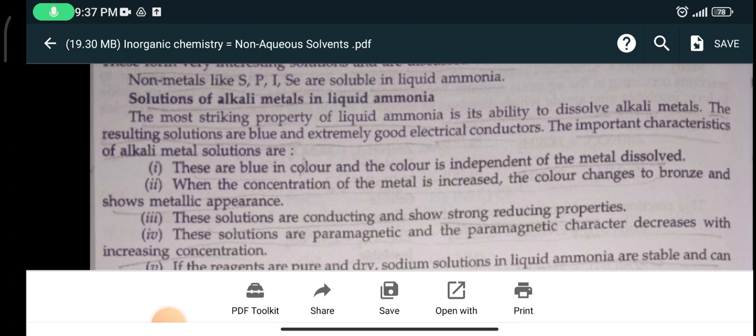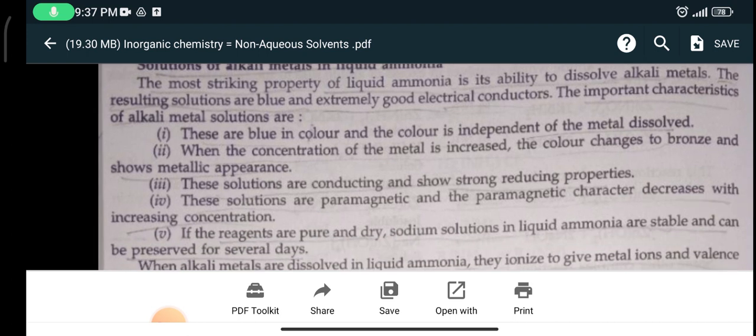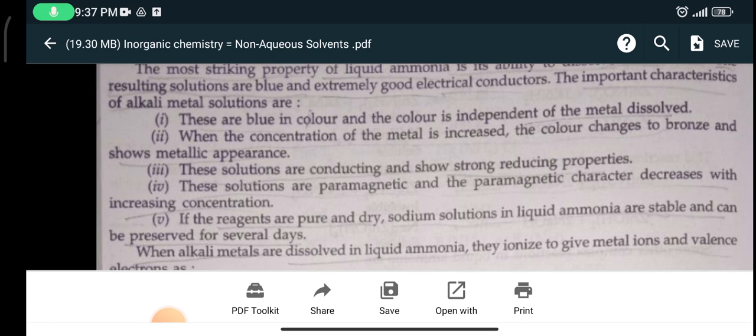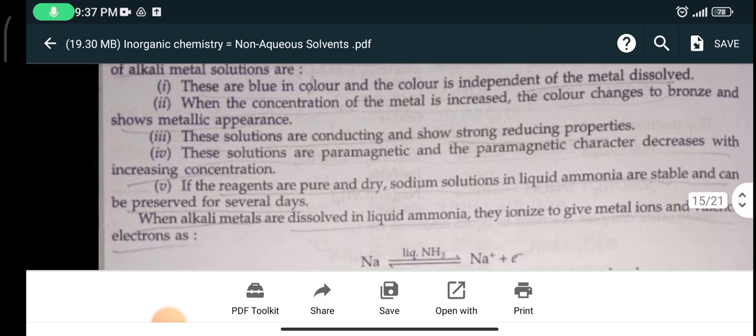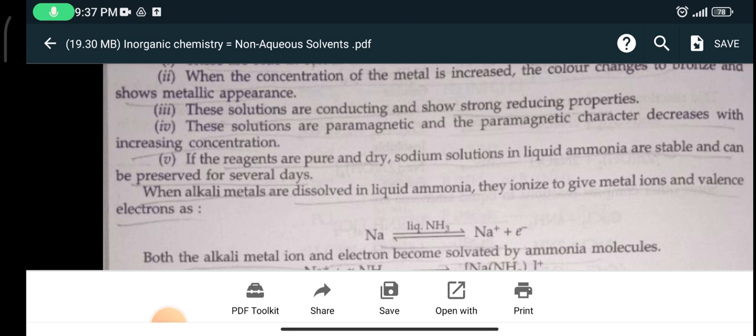The resulting solutions are blue and extremely good electrical conductors. The important characteristics of alkali metal solutions are that they are blue in color, and the color is independent of the metal dissolved. When the concentration of metal is increased, the color changes to bronze and shows a metallic appearance. These solutions are conducting and show strong reducing properties. The solutions are paramagnetic, and the paramagnetic character decreases with increasing concentration.